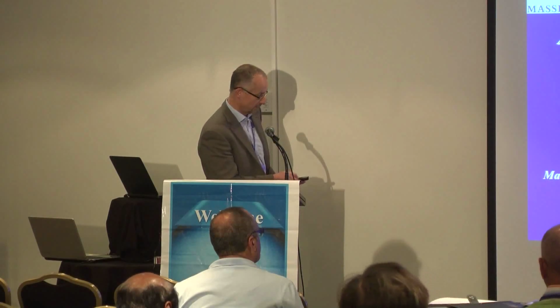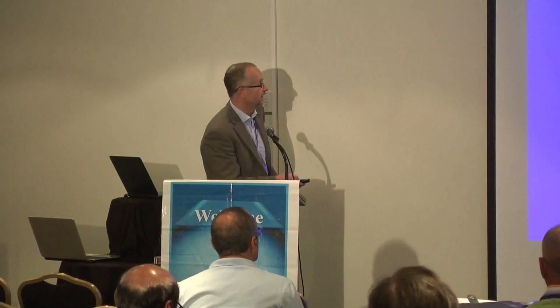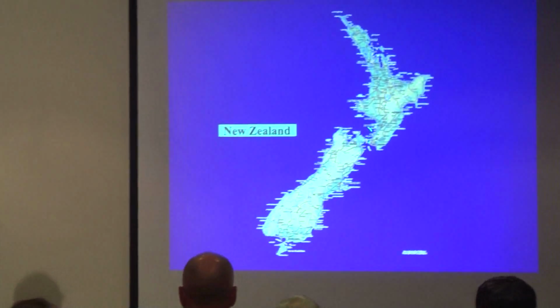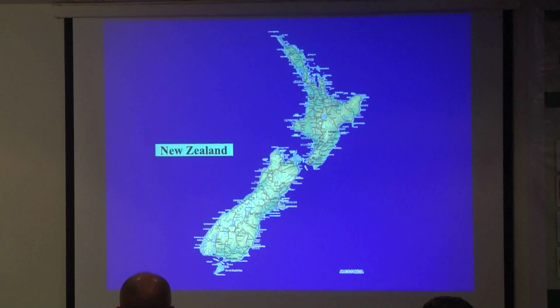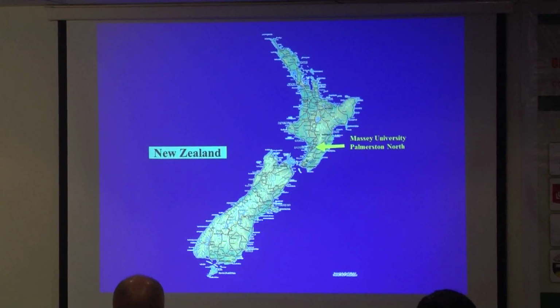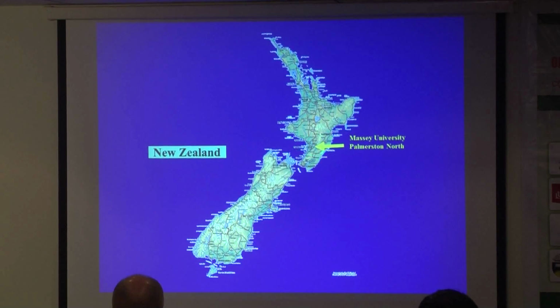I came from New Zealand a few days ago, and as you can see, this is the map of New Zealand. We have a North Island, we have a South Island. We're much smaller than Australia, but we do have science and research activities.